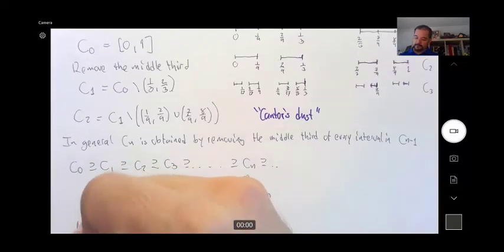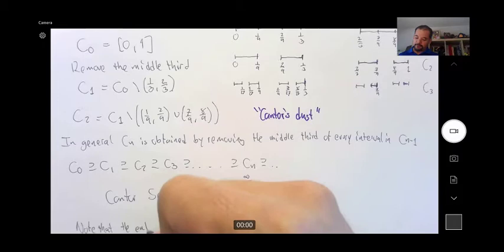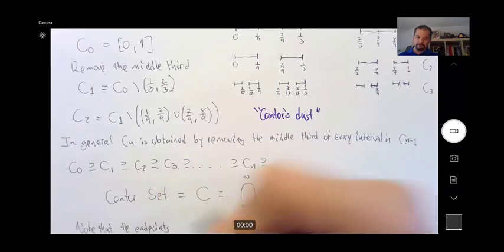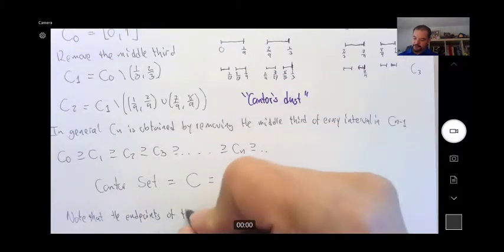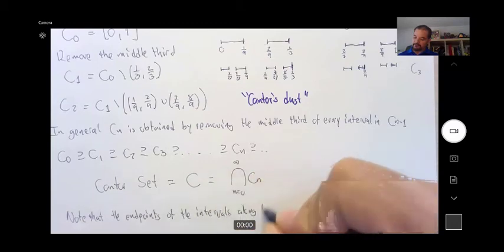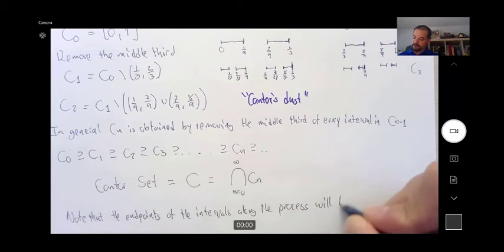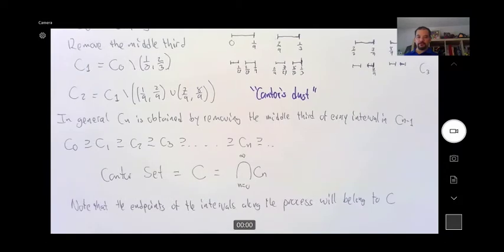So let me just make a little note here. Note that the endpoints of the intervals along the process will belong to C. So there will be stuff at the end, right?